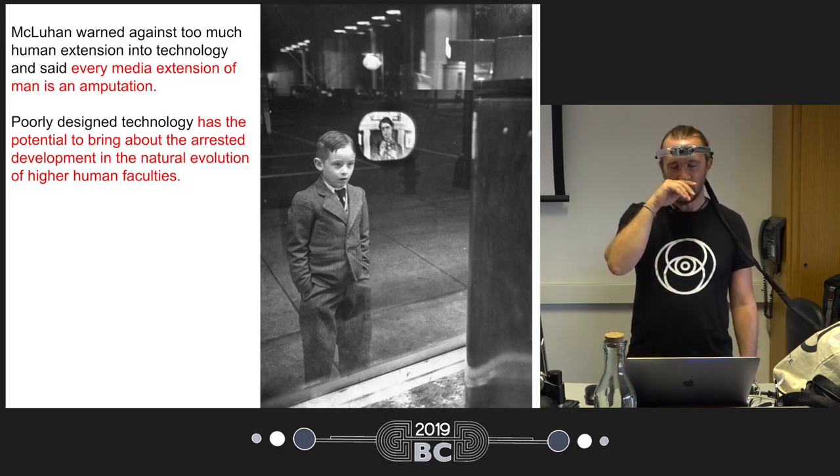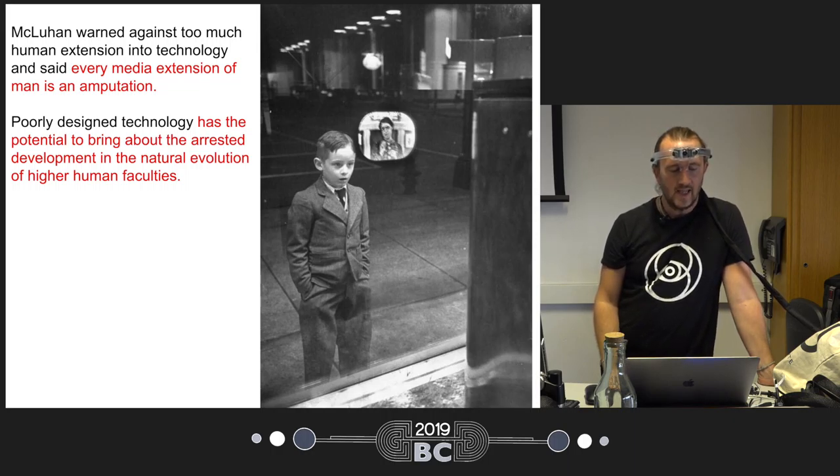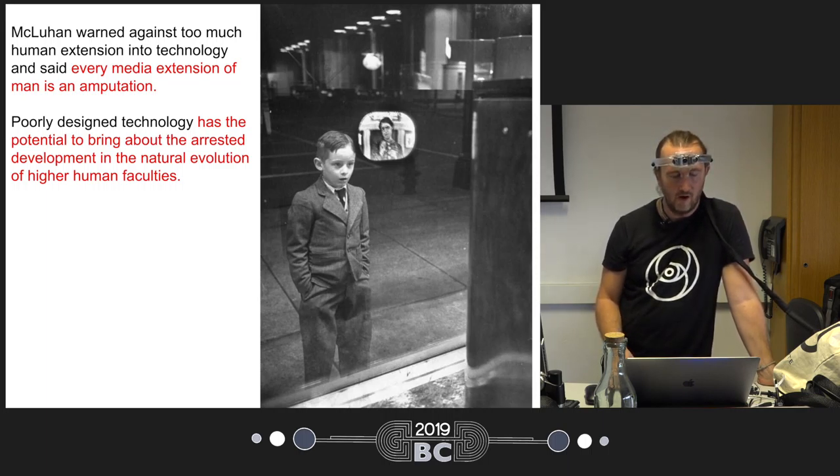McLuhan warned against too much human extension into technology, and said that every media extension of man is an amputation. So this is a real key concern. How do we use these technologies? Poorly designed technologies have the potential to bring about arrested development in the natural evolution of higher human faculties.